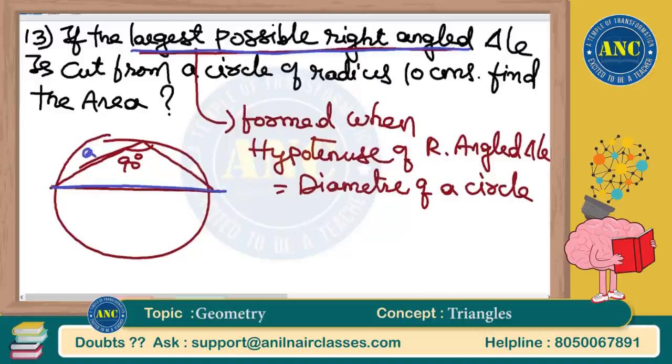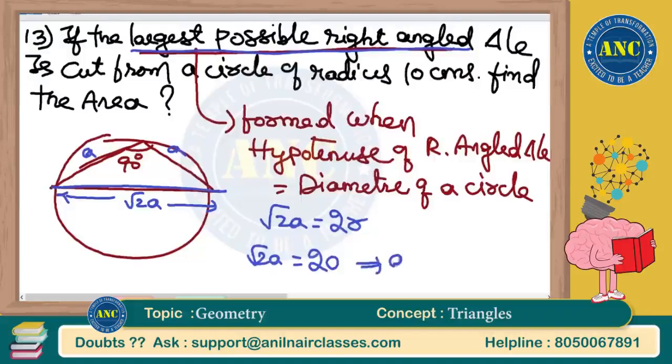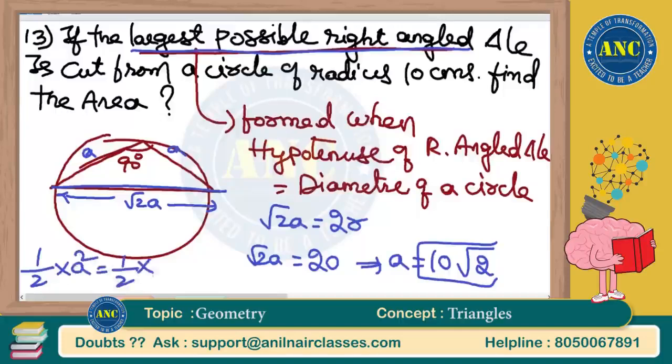So this is A, this is A. So this will become root 2A. Root 2A is nothing but 2r. Root 2A is nothing but 20. A is nothing but 10 root 2. What is the area of a right angled triangle? Half into A square. So half into 100 into 2. Answer is 100. I hope it is clear.